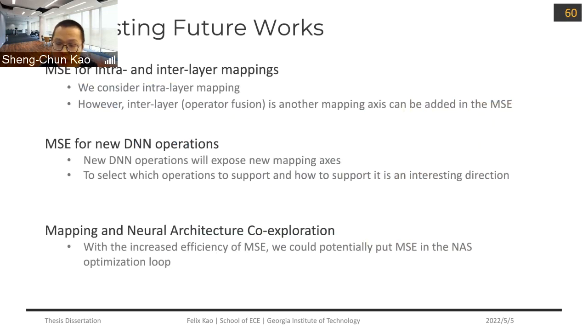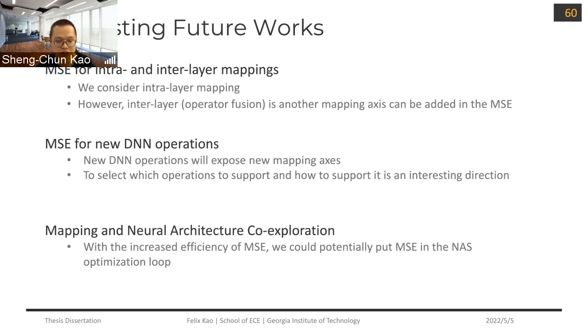First, so far we discussed the DNN layer as workload, which means we only consider intra-layer mapping. However, inter-layer mapping or fusion is another mapping asset that can be added in the MSE. Second, so far we mostly discussed different types of convolution, fully connected, or GEMM, which are the most widely used operations in DNN nowadays. However, new DNN operations are being proposed, and they may expose new mapping assets. So the study on which operations to support and how to support them is an interesting direction.